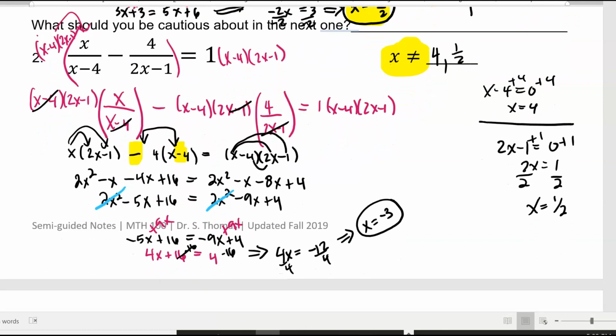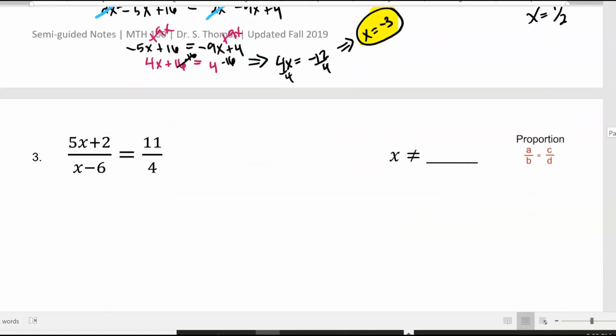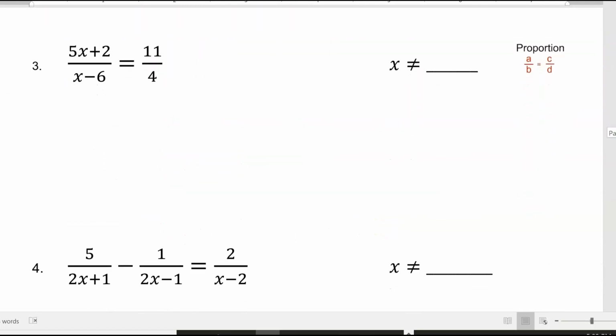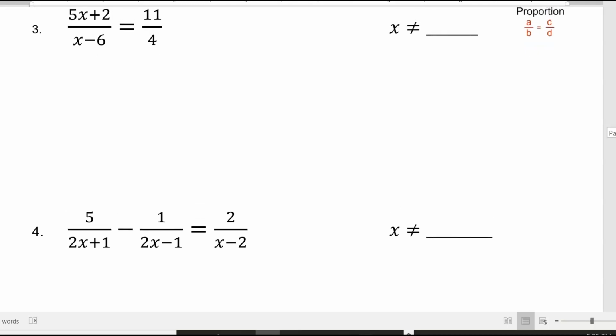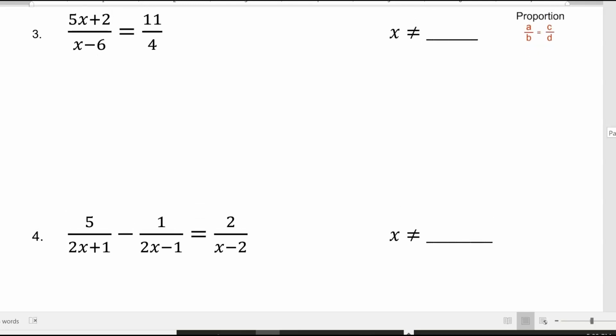So we can conclude that negative 3 is our solution to that problem because it was not 4 or 1/2, okay? If it was 4 or 1/2, you know what to do. There will be no solution. Let's move on to this problem. We have a proportion here.